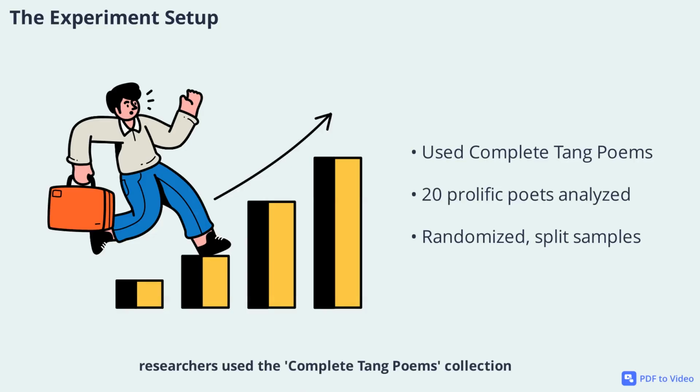Researchers used the complete Tang poems collection, the largest digitized source of Tang dynasty poetry. They focused on the 20 most prolific poets, each with tens of thousands of characters in their works. For each poet, their poems were randomly shuffled and split into 2 large samples, repeated across 5 test corpora. This approach allowed for robust testing of Delta's ability to cluster texts by author, even when the samples varied.